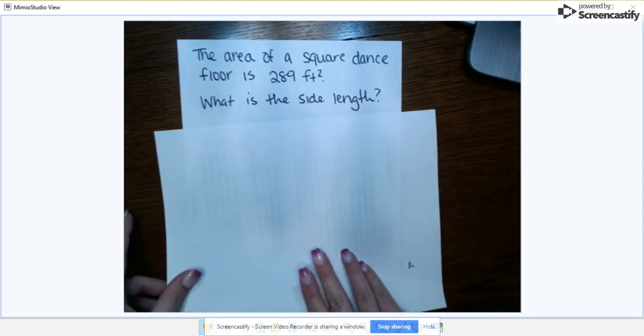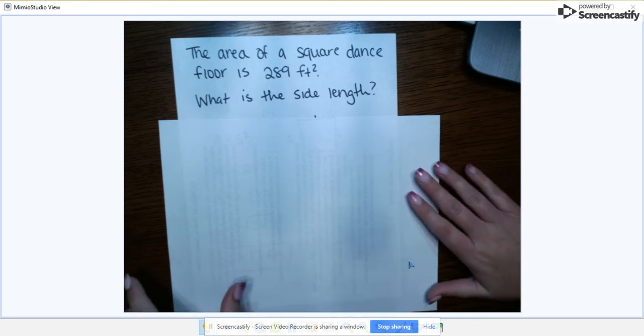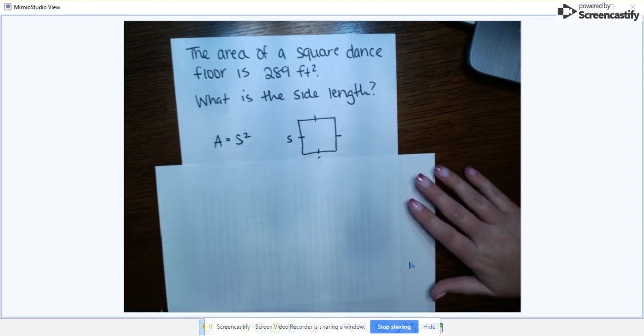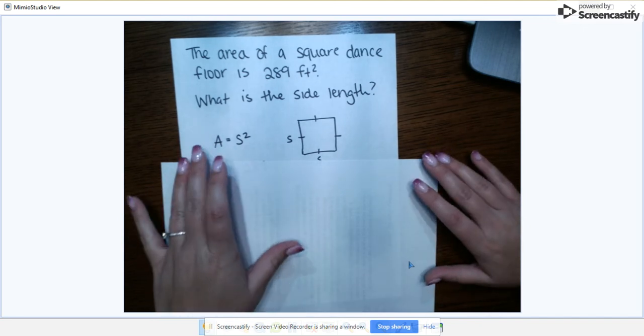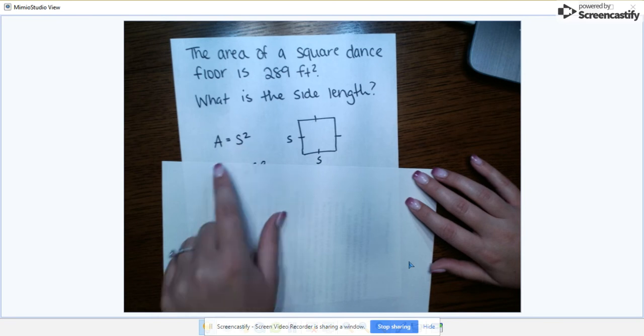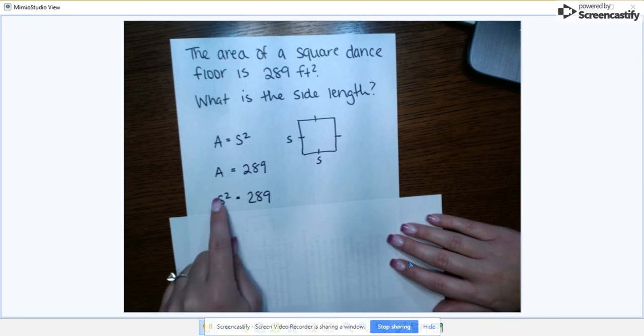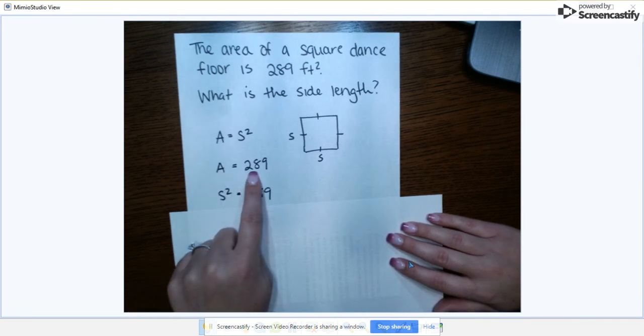One last example. We are given the area of a square dance floor. We know that dance floor has an area of 289 square feet. And our goal is to figure out what's the side length. Well, if you think about the area of a square, we take length times width. But in our case, since the length and the width are the same, I'm going to use S for side times side, which is side squared. And we know our area is 289 square feet, so we can substitute 289 in for A.